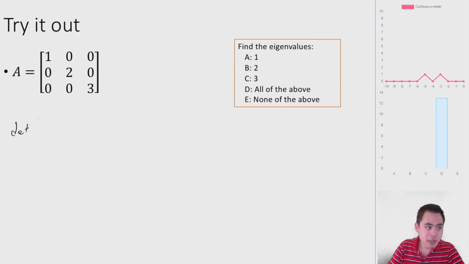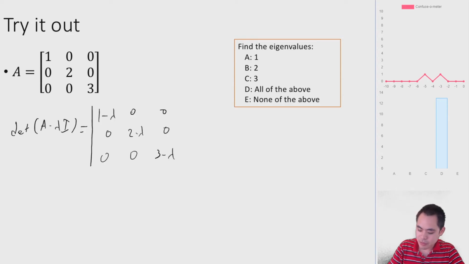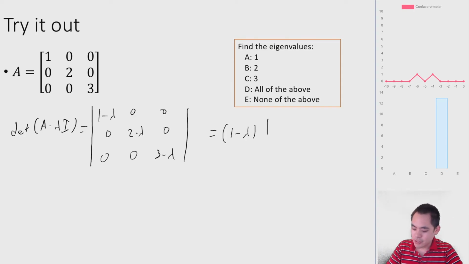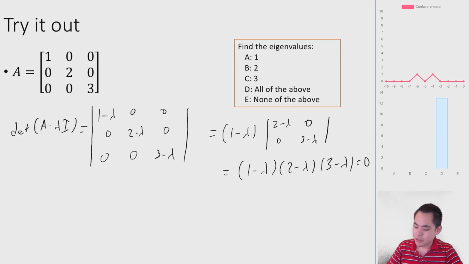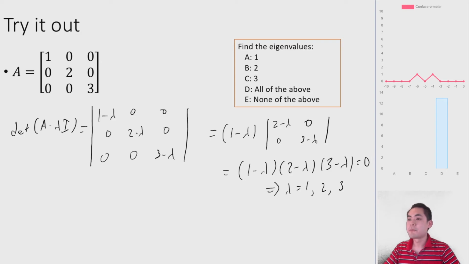So determinant of A minus lambda I is going to be equal to the determinant of 1 minus lambda, 0, 0, 0, 2 minus lambda, 0, 0, 0, 3 minus lambda. So that's equal to, well, let's go ahead and do it using cofactor expansion. Why not? So that's equal to 1 minus lambda times the determinant of 2 minus lambda, 0, 0, 3 minus lambda, which is equal to 1 minus lambda, 2 minus lambda, 3 minus lambda is equal to 0, which implies that lambda is equal to 1, 2, or 3. So we have 3 eigenvalues here.